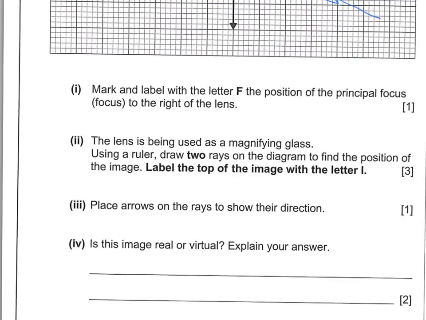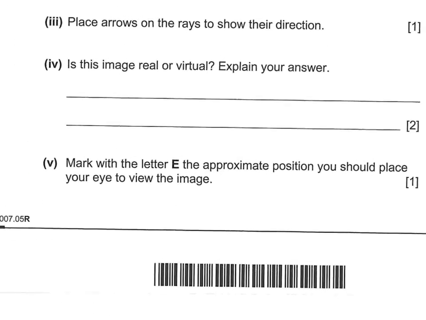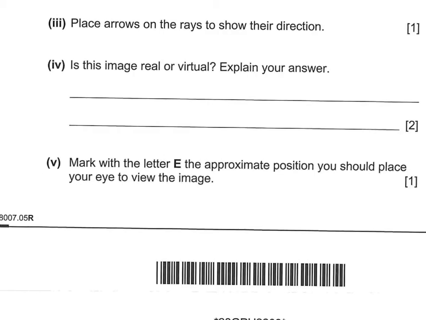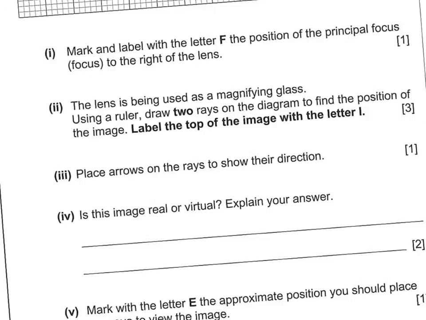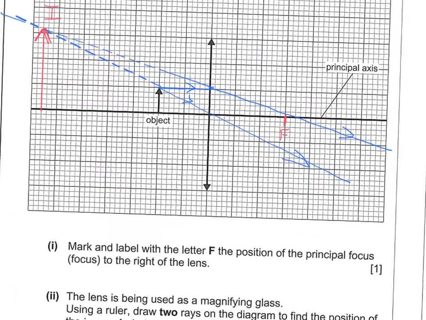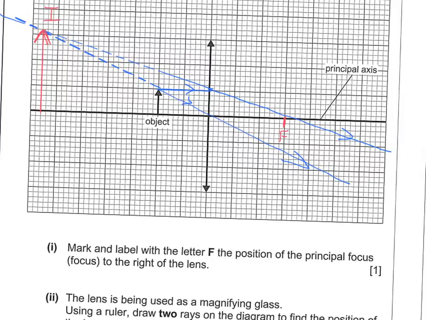So then, is this image real or virtual? Explain your answer. Okay, so let's have a look at this. So these rays are never going to meet. These are never going to meet again. They will not form an image on a screen. They only appear to meet from an observer looking in here, sees them as coming from a common point back here. So this is definitely a virtual image, and the reason it's a virtual image is because the rays don't actually meet.